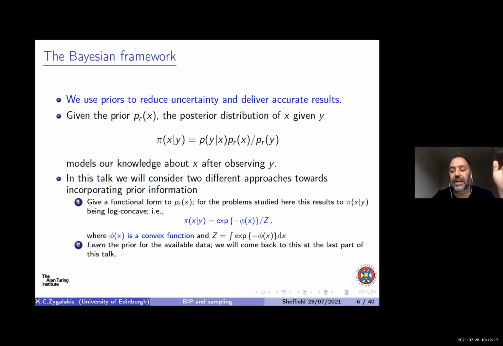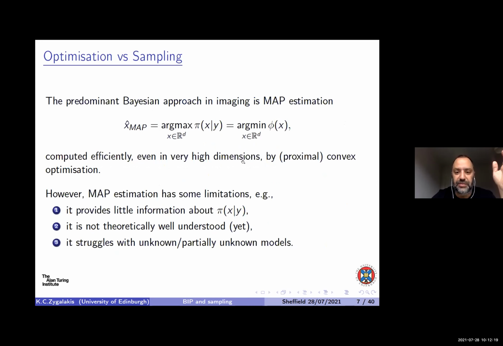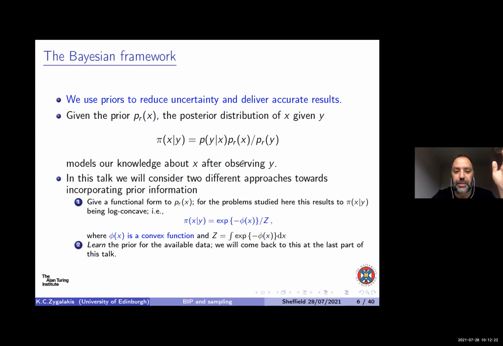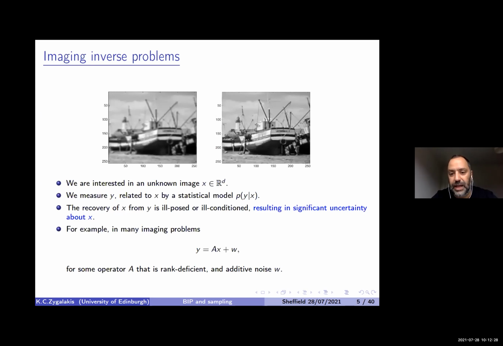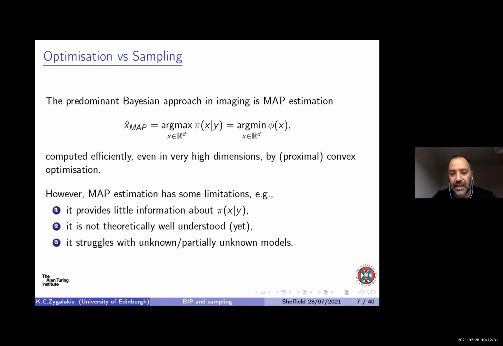Within this framework of imaging problems, I've told you about optimization and sampling. So let's see what that means in the context of Bayesian inverse problems. The predominant Bayesian approach in imaging is MAP estimation. MAP stands for maximum a posteriori, which is where the probability density gets maximized.